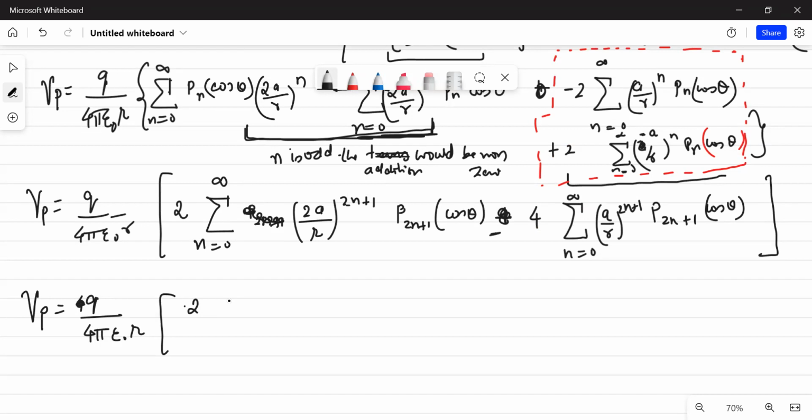So what I'll do, let us take 2 common out once. Although we could have taken 4 also, right? So let's take 4 common out once and see. If I take a 4 common out, this will become divide by 2. So this will become the summation of 1 upon 2, and then I have 2 to the power 2n plus 1, and I have a upon r to the power 2n plus 1, right?